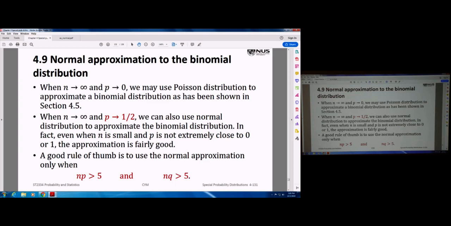In fact, it turns out that it's a pretty good approximation even if n is small and p is not very close to 0 or 1. It's a good approximation if n times p is bigger than 5, and n times 1 minus p, remember q is 1 minus p, is bigger than 5 as well. It's a rule of thumb, meaning it's a reasonable approximation. So if you're asked to approximate a binomial, you check n times p. If it's like this, you look for the Gaussian, but if n is huge and p is close to 0 or 1, then you use the Poisson.